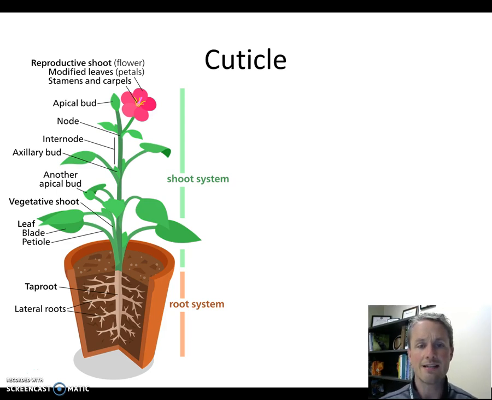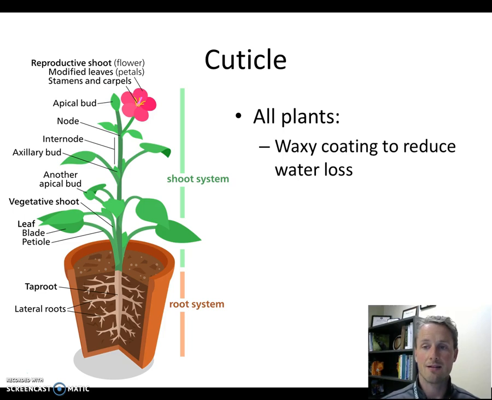Now, the cuticle isn't shown in this particular diagram of a plant, but the cuticle is found on all plants, and the cuticle performs a very straightforward function. In all plants, this cuticle is a waxy coating that prevents water from being lost from the plant. So this waxy coating keeps water in the plant, doesn't allow it to diffuse out and evaporate away from the plant.